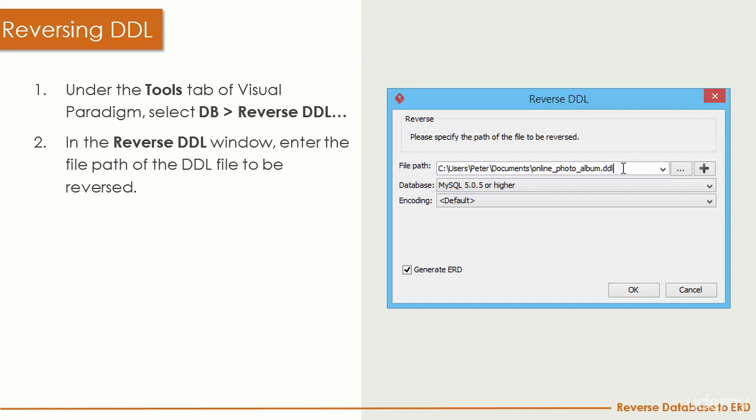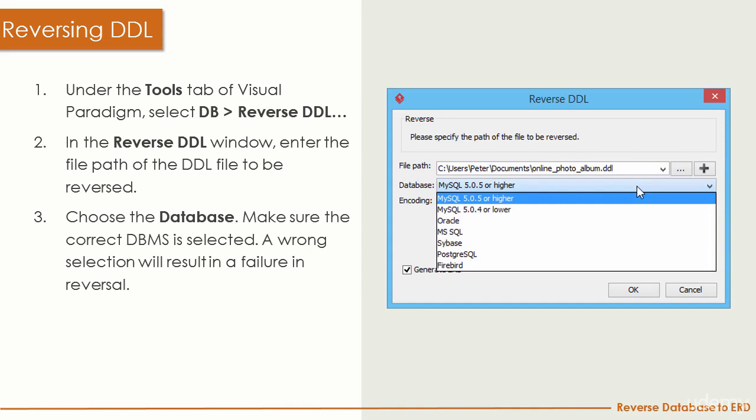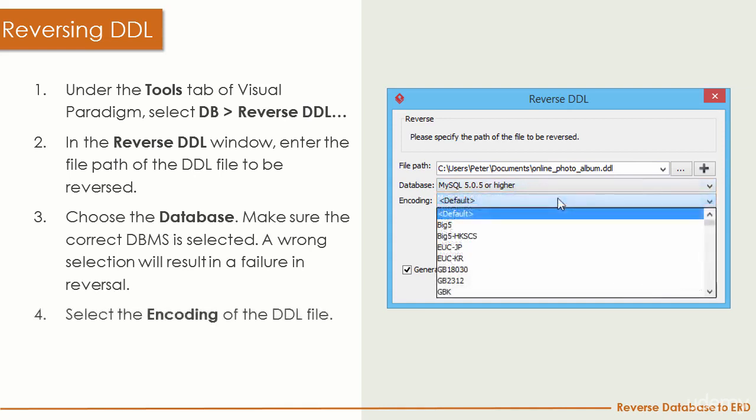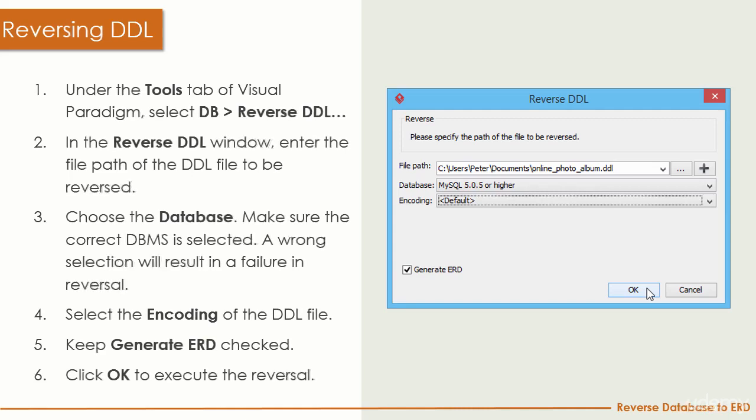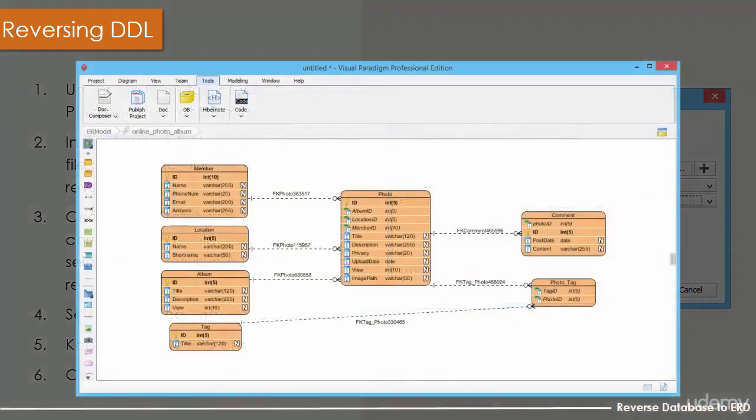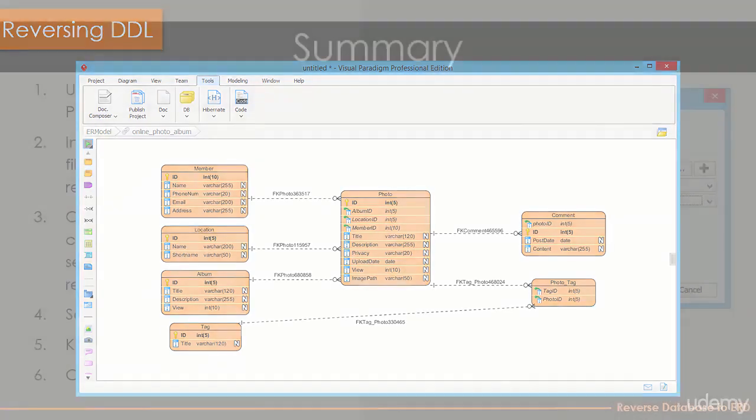It is important, even though we don't connect to your database, we need to know the data types you're referring to. So you need to specify the database and then select the encoding. Basically, it's UTF-8, but you may have a special setting. Then keep the generate ERD option checked, and then click OK, and we will reverse the entities into the ERD for you. So it's easy and straightforward.